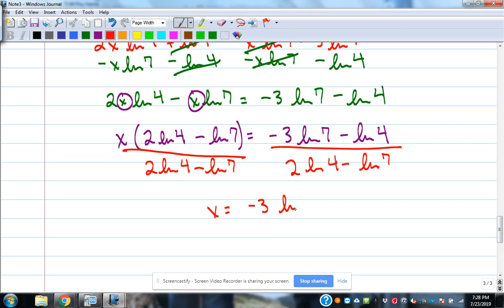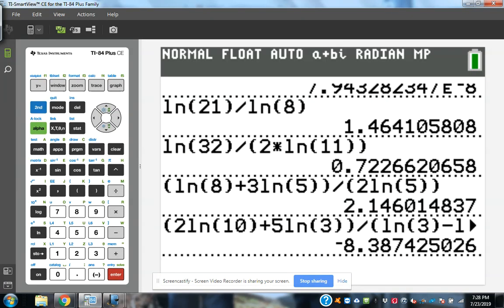Negative 3 natural log of 7 minus the natural log of 4 over 2 natural log of 4 minus natural log of 7. And we're going to get the decimal approximation for that. Okay. Again, these are the most difficult of this particular section, I believe. I think they're the most difficult. Okay, so I'm going to use a calculator to help me get that decimal approximation.